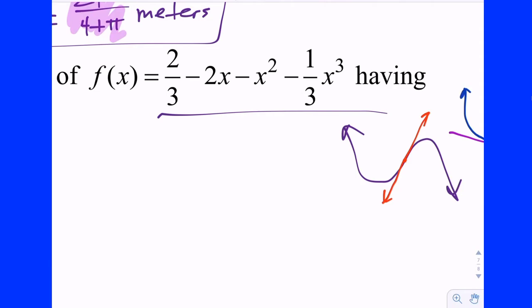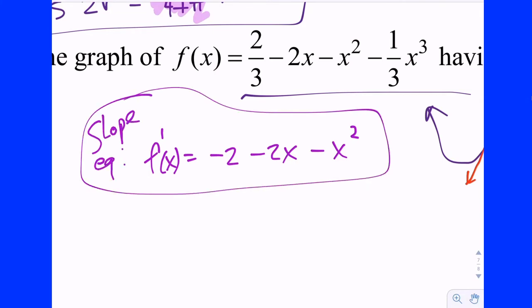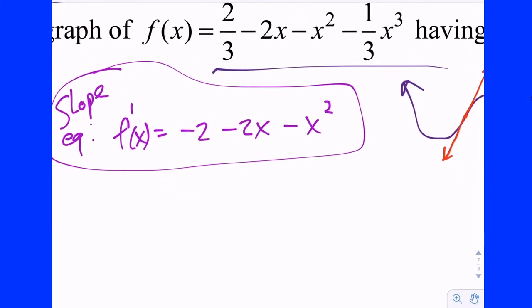I need to find that point. So I need the first derivative, and that's going to be 0 minus 2 minus 2x minus x squared. This is my slope equation. So this is now the starting place for my optimization work. Notice it is already in terms of a single variable. I don't need a constraint to get it in terms of a single variable. So I need to find its critical values.